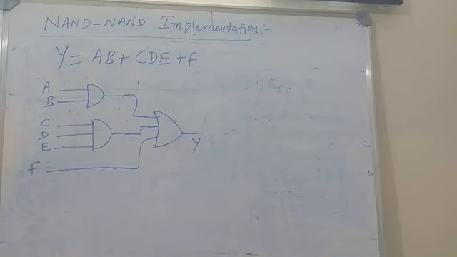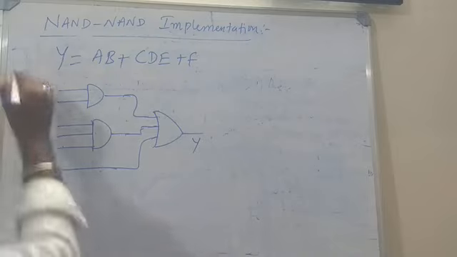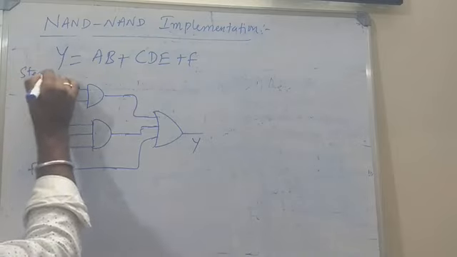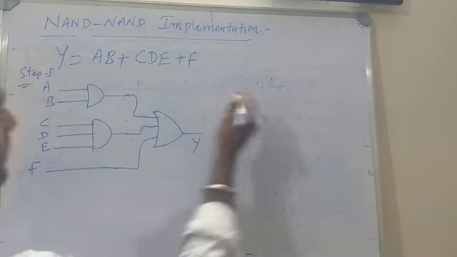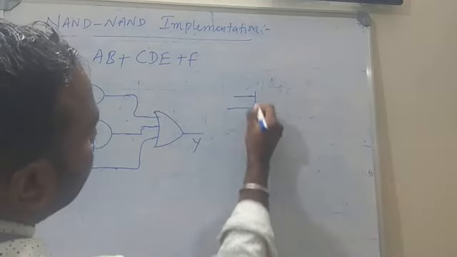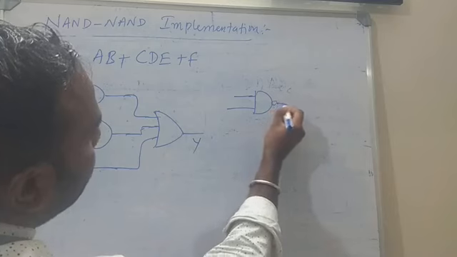What I told you: you have to replace AND by NAND, OR by bubbled OR, NOT by an inverter, and you have to compensate the inverters. Okay, that is step 1, and step 2 I am going to draw here. See here, AND by NAND. So AND by NAND means you just replace it with NAND. So this is NAND. Okay, I am replacing NAND.